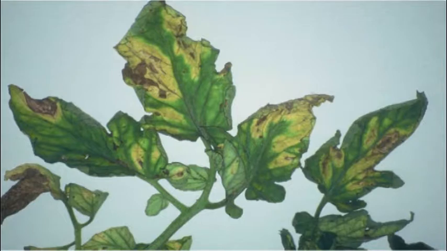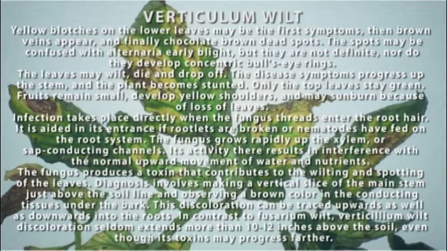Verticillium wilt. Yellow blotches on the lower leaves may be the first symptoms, then brown veins appear, and finally chocolate brown dead spots. The spots may be confused with Alternaria or early blight, but they are not definite, nor do they develop concentric bull's-eye rings. The leaves may wilt, die and drop off.